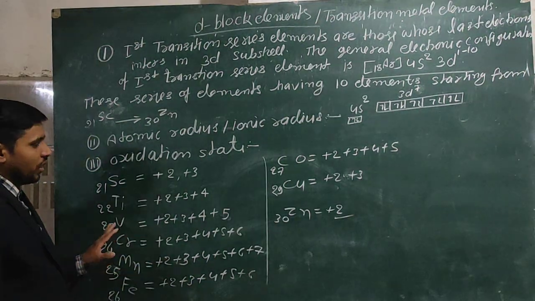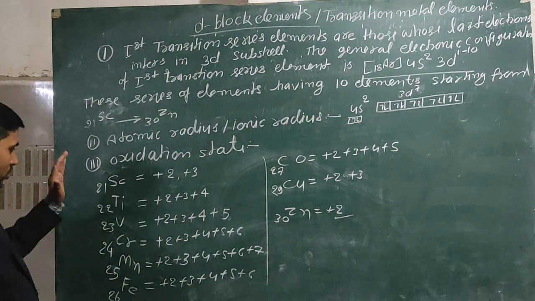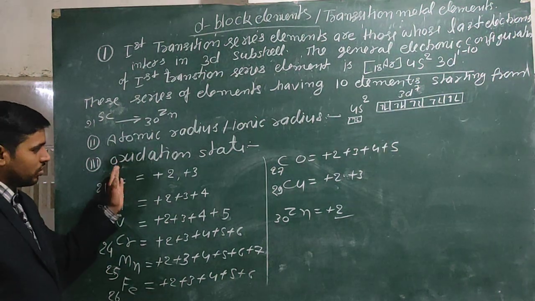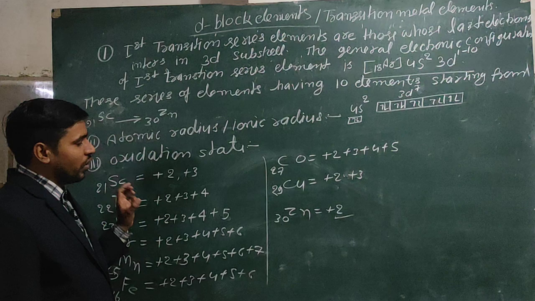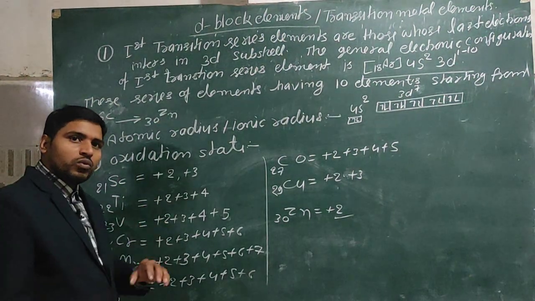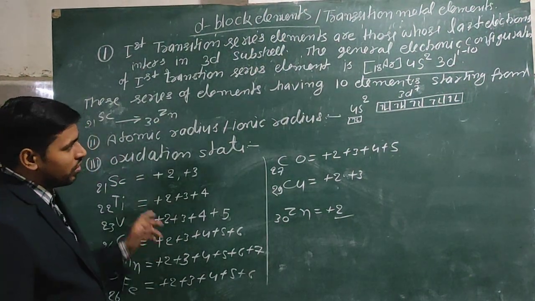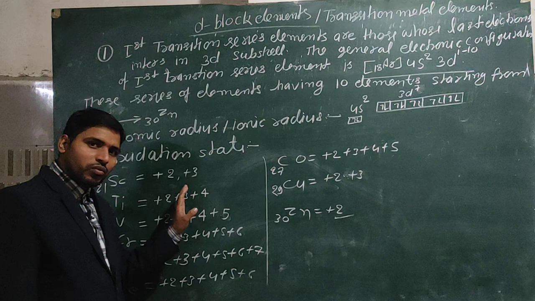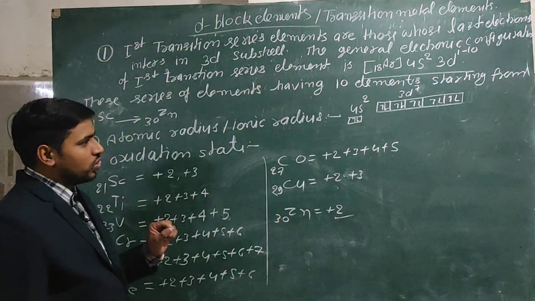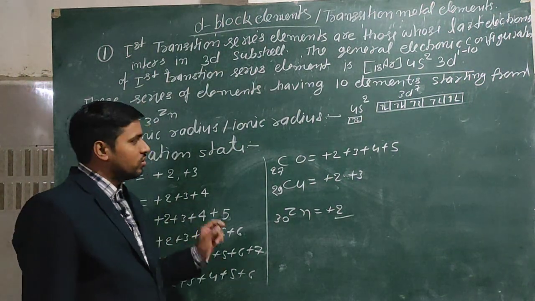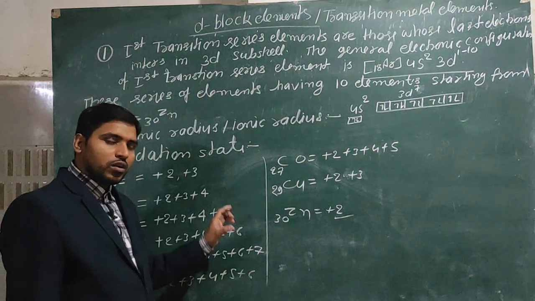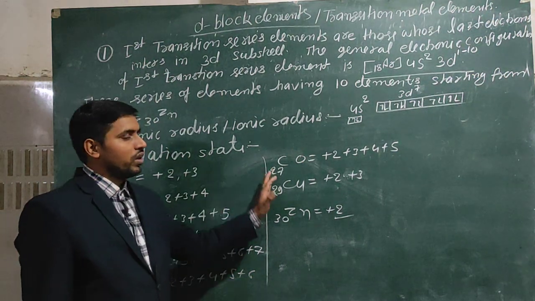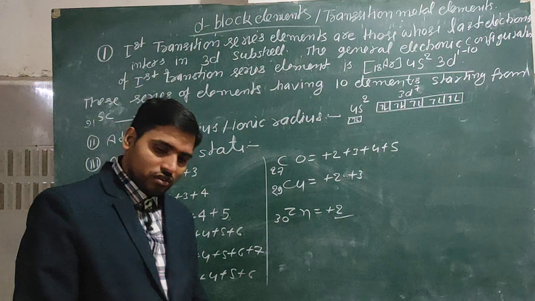Okay, I hope you understand better why they show variable oxidation state. One question arises here: why do d block elements show variable oxidation state? You can explain in one line that due to different unpaired electrons, they show variable oxidation state.